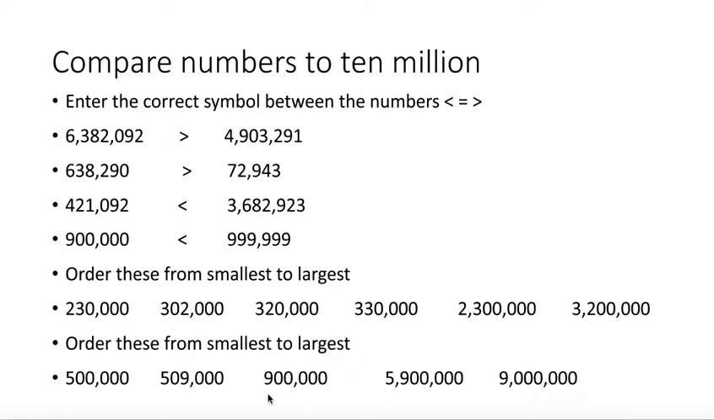Ordering the next set of numbers from smallest to largest. Again, we've got 3 5-digit numbers here, 500,000, 509,000, 900,000. And we've got our 7-digit numbers here, 5 million, 9 million. We know 9 million is going to be the biggest. Again, I don't think any of you will have any problem with that. You're all doing brilliantly with this.